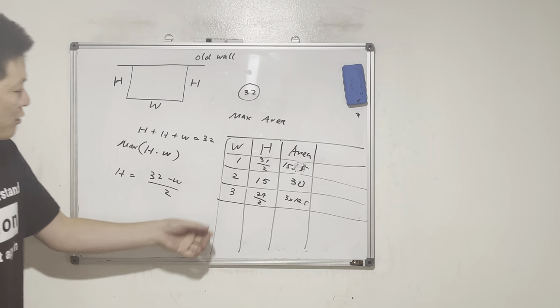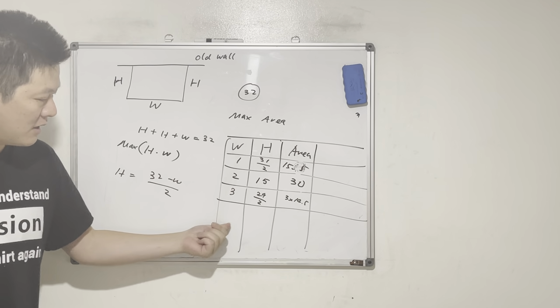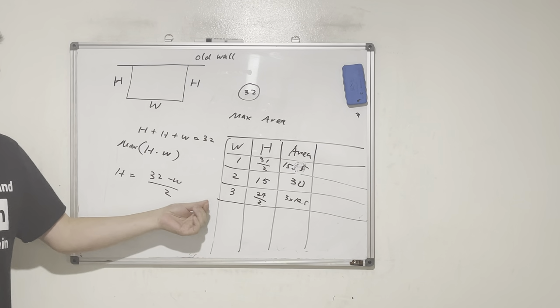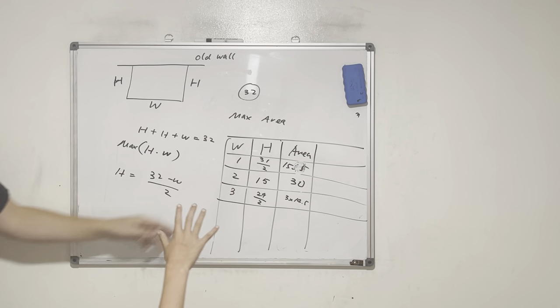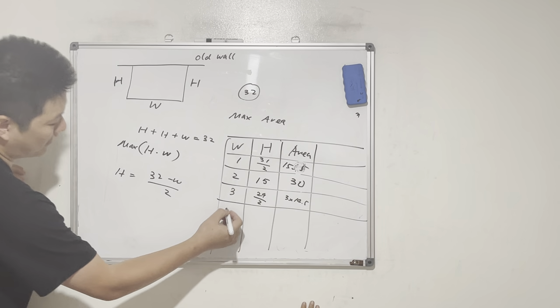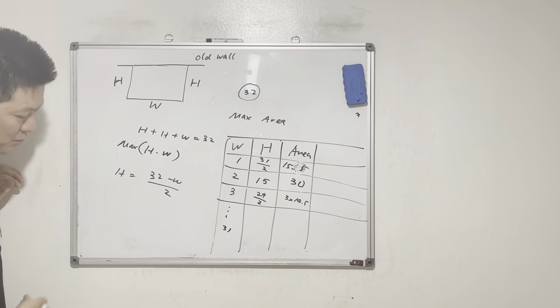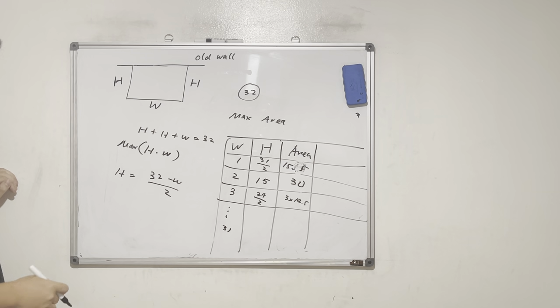So basically, we just want to try each W. Forever? No, it's not going to take forever. What's the maximum number we can try? Given the condition 32, not even 32, only up to 31, because at 32, H will be 0, it will be a line. That's not possible, you're not building a wall. Then it has to be a half. If it's an integer, you can try.